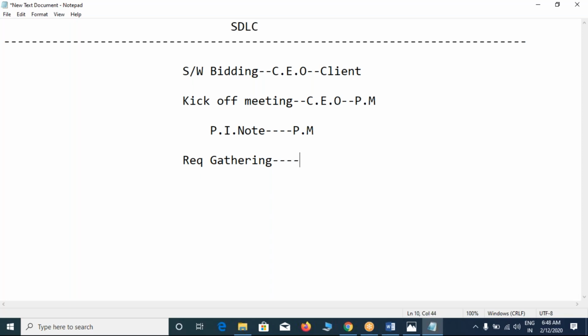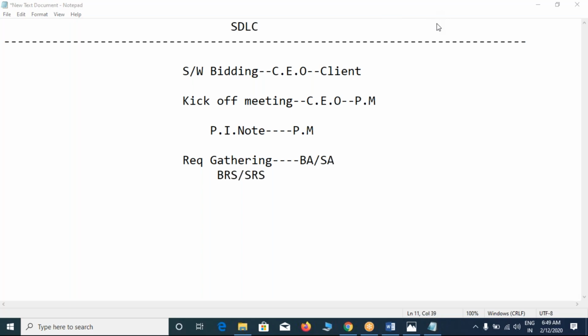To collect requirements from the customer, experts will be there. The experts are called business analysts, also called system analysts. So domain experts are called business analysts, also called system analysts. They will prepare two types of documents, BRS and SRS. BRS stands for business requirement specification. SRS stands for software requirement specification.